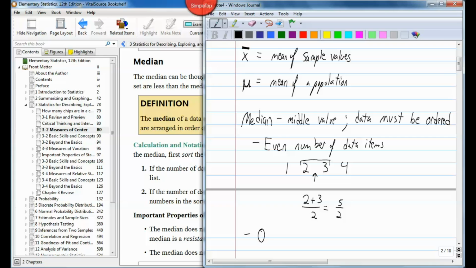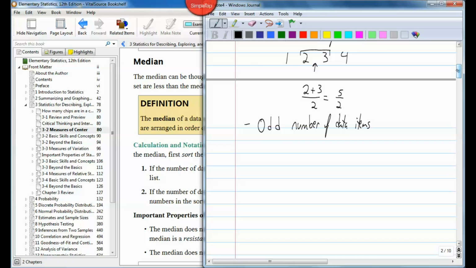Of course, if you have an odd number of data items, that would be the easiest scenario, because let's say I had this set of data, 1, 2, 3. Then the median would be just the middle data item. So the median here is equal to 2.